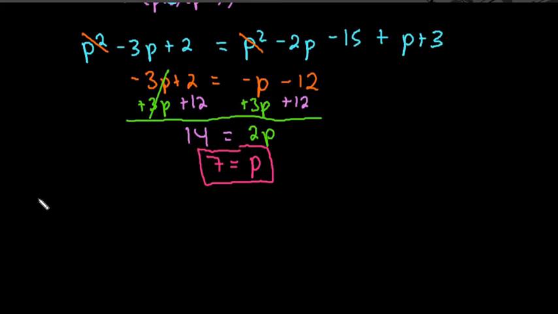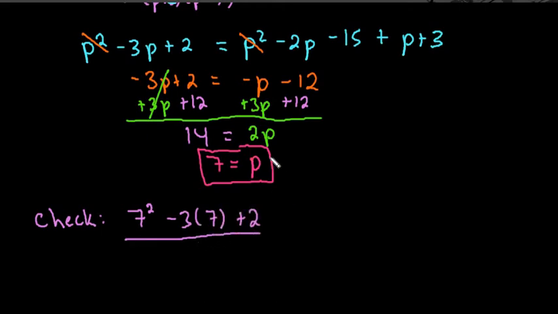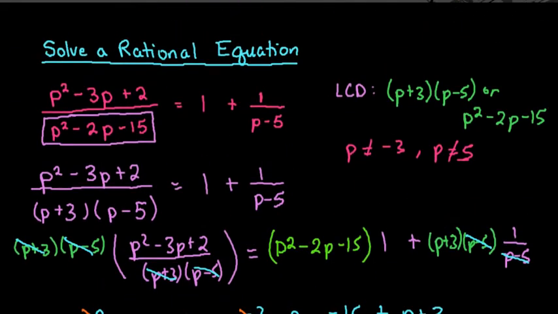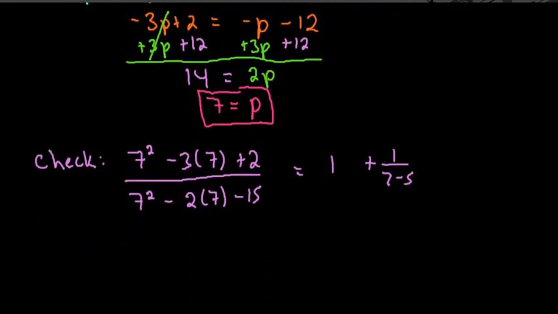So I'm going to check it by plugging it back in. If I plug it back in, I replace all the p's with 7. So I would have 7 squared minus 3 times 7 plus 2, and all I'm doing is plugging it back into the original equation, just replacing all the p's with 7. I know you can't see that, but I have it written down. So 2 times 7 minus 15 equals 1 plus 1 over 7 minus 5.